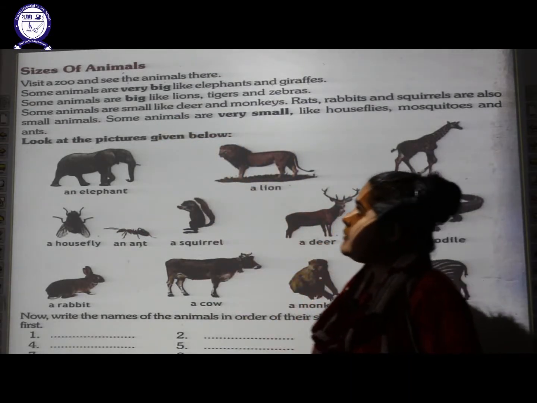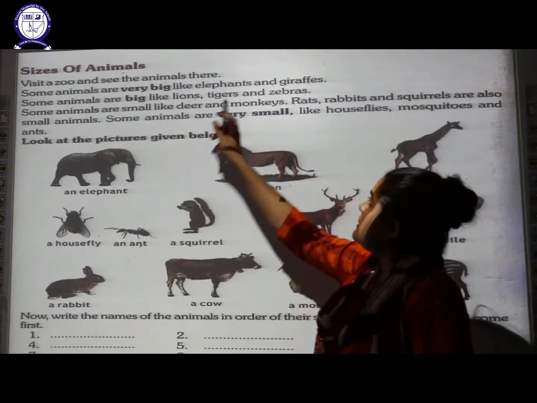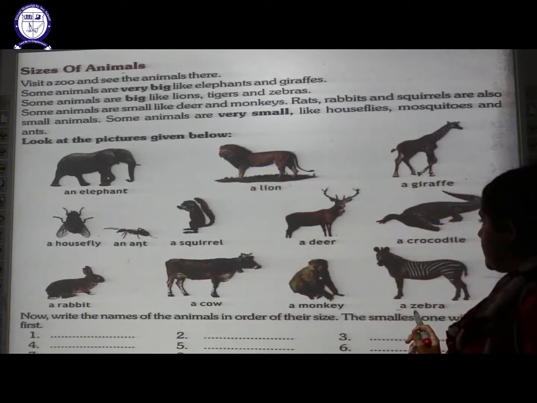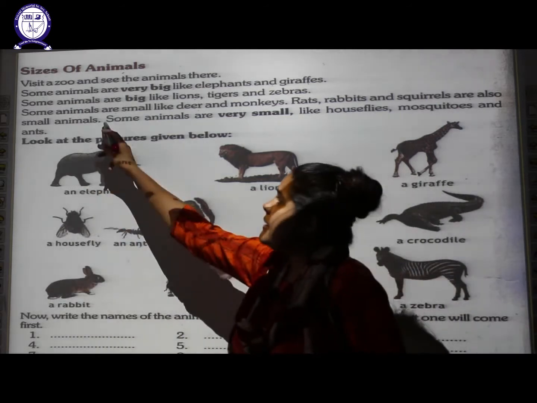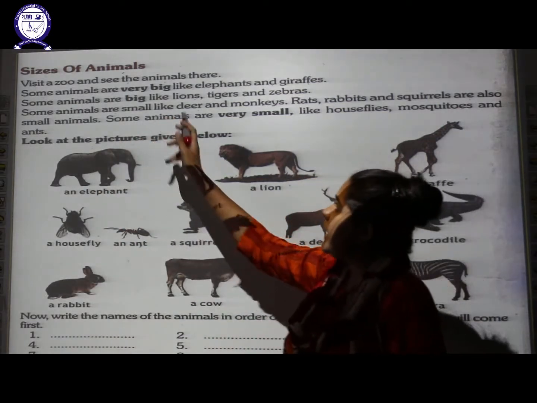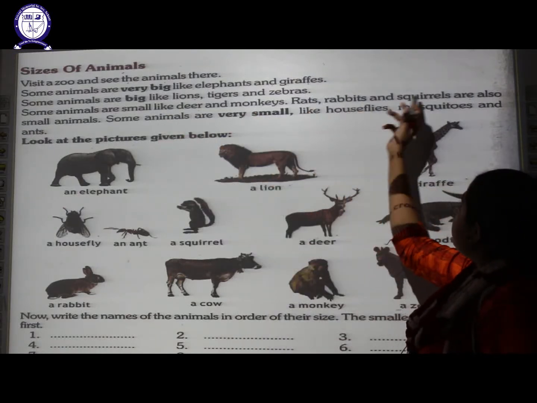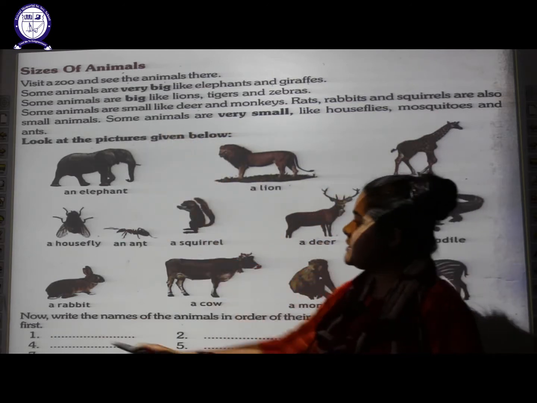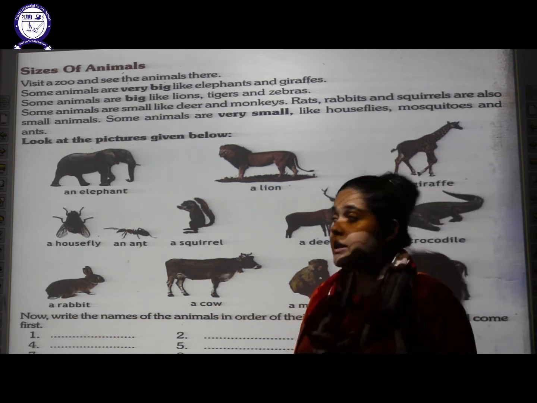Then there are certain animals which are considered big. Examples are lion, tiger and zebra. You can see here a lion and a zebra. So they are big animals. Next, some animals are small because their height is small. So they are small animals like your deer, monkey, rat, rabbit, squirrels. These are all considered small animals. As you can see here, a rabbit, a monkey, a squirrel, they are small in size.